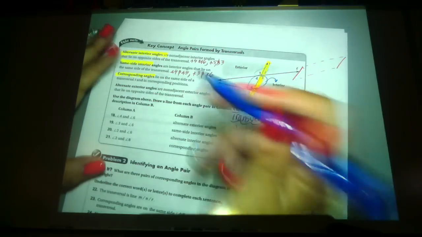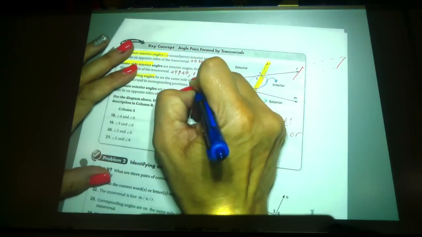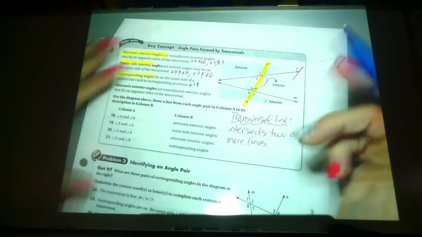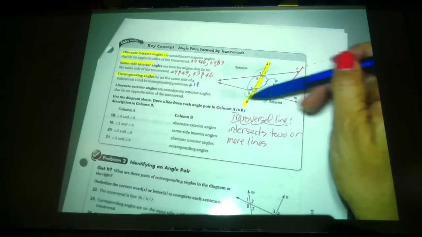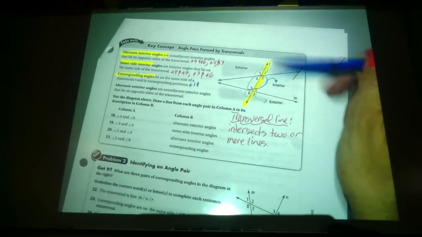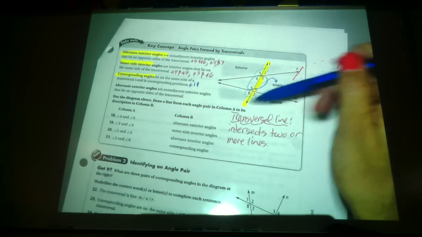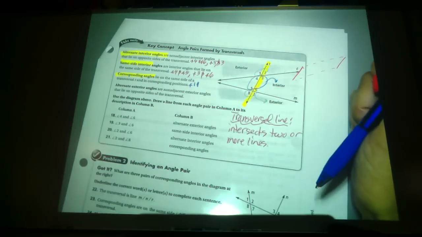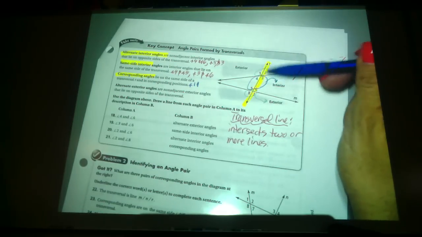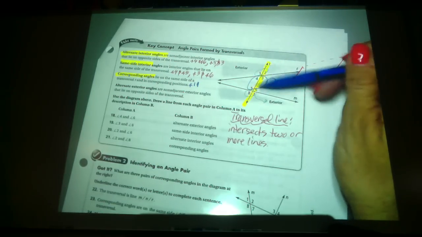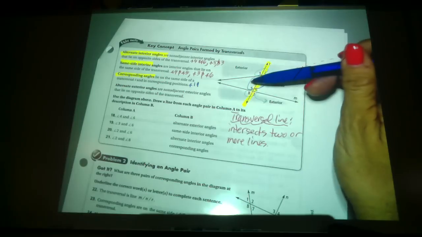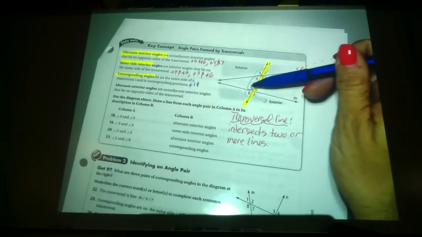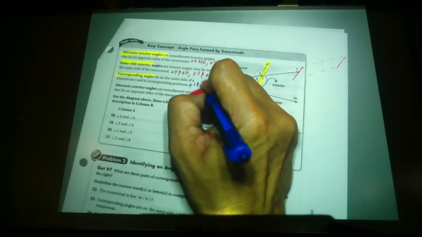So angle 1, and what angle is in the same position here in this group as angle 1? In the upper left, which one is in the upper left here? Angle 1 is in the upper left here. Which one's in the upper left here? Angle 5, isn't that one in the upper left? So angle 1 and angle 5 go together.